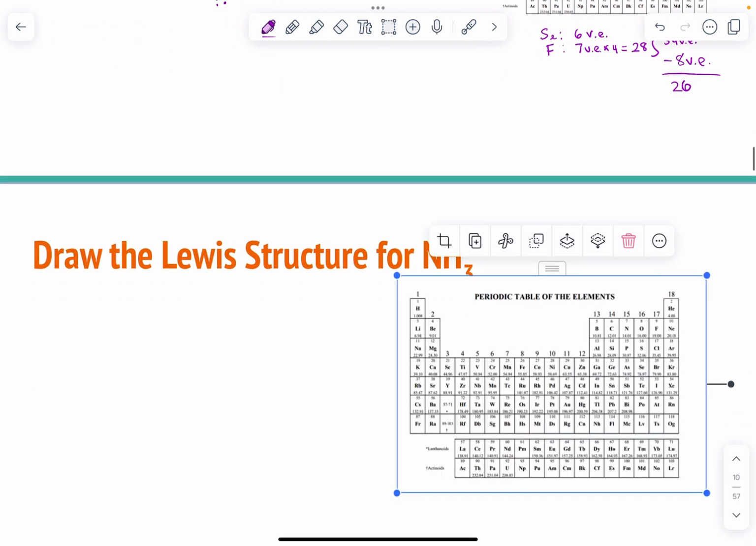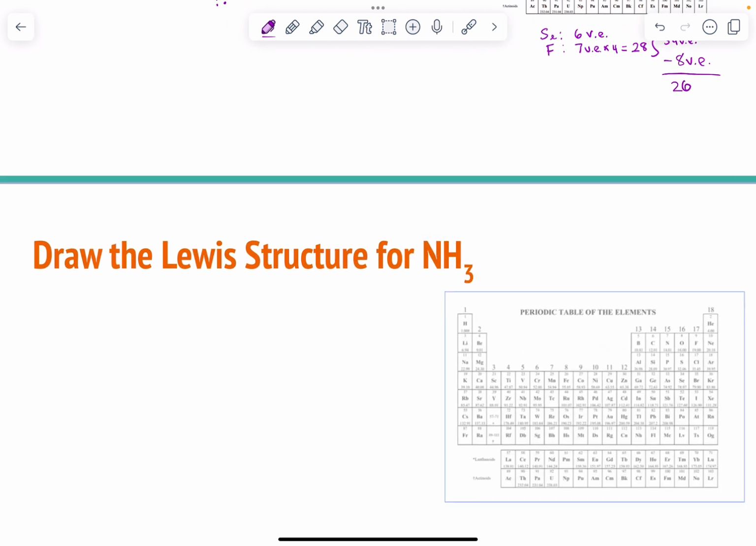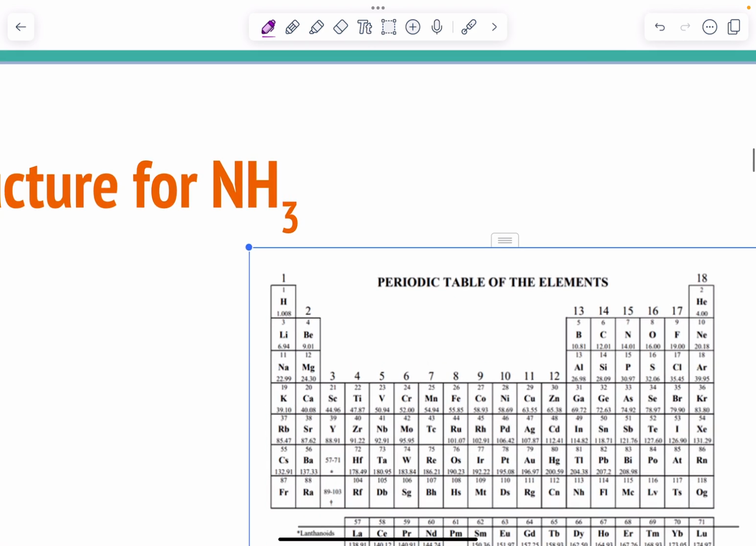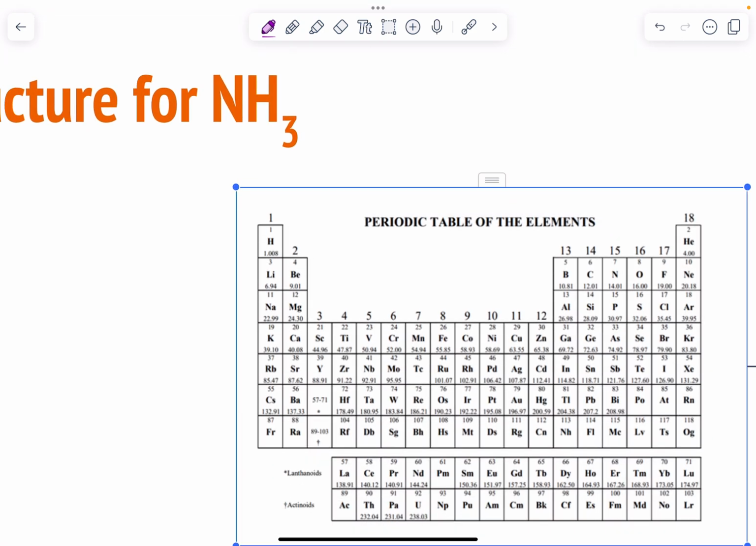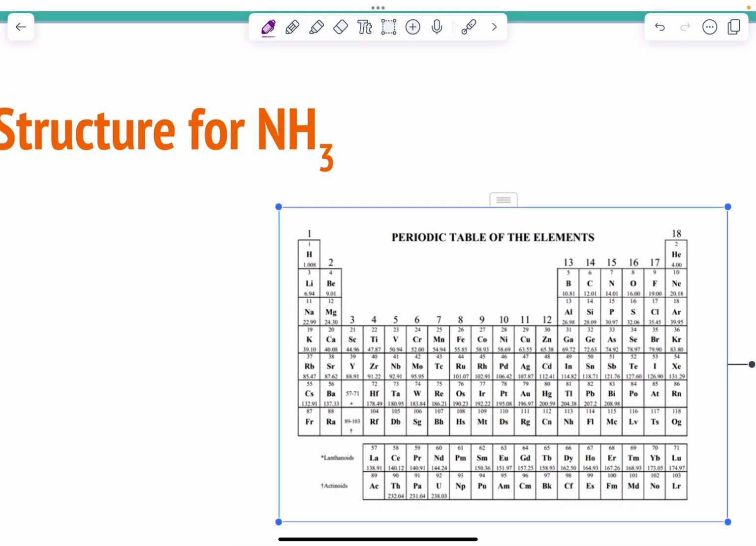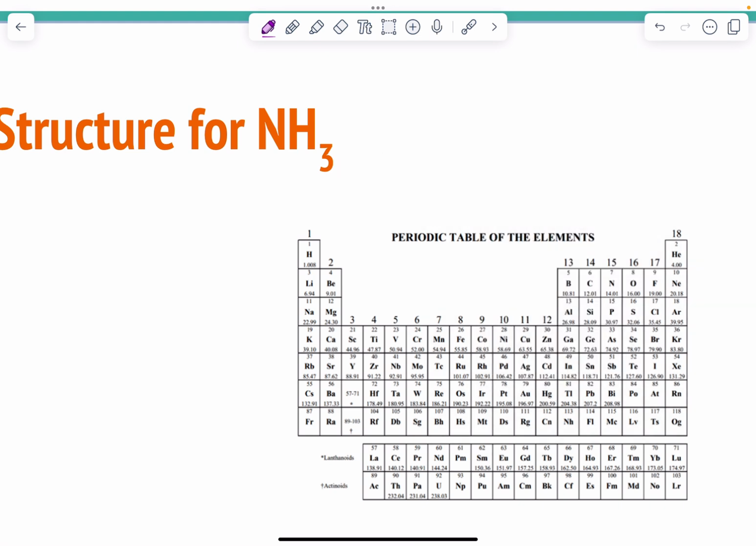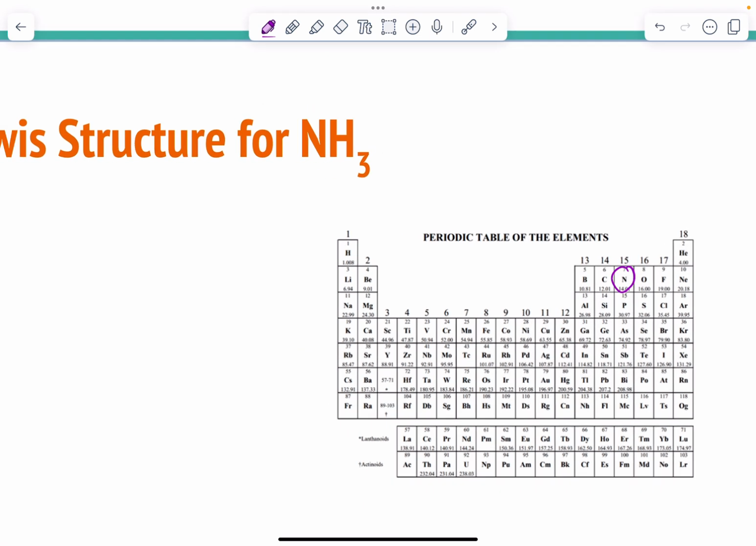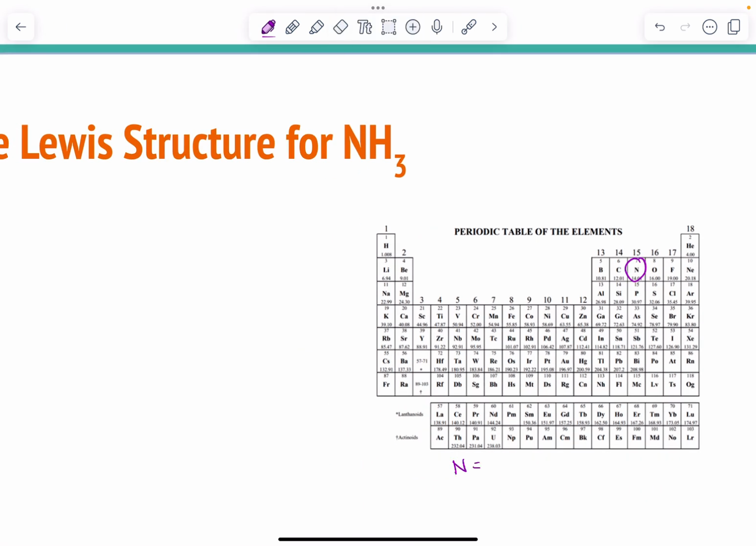All right, so NH3 comes next. Okay, so you'll notice that nitrogen is in group 15, so nitrogen will have 5 valence electrons. And each hydrogen will have 1. Okay, so this is again a total of 8 valence electrons. So I'm going to put nitrogen in the center. Remember, hydrogen can never be in the center, so I don't even need to think about this. Okay, so NH3.